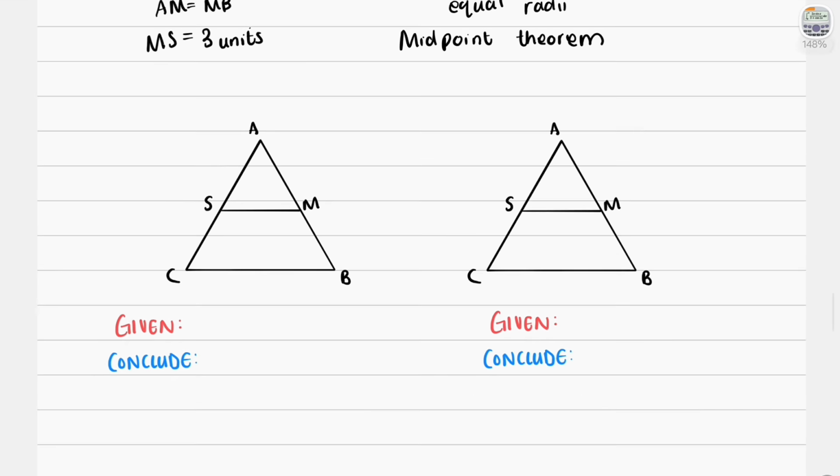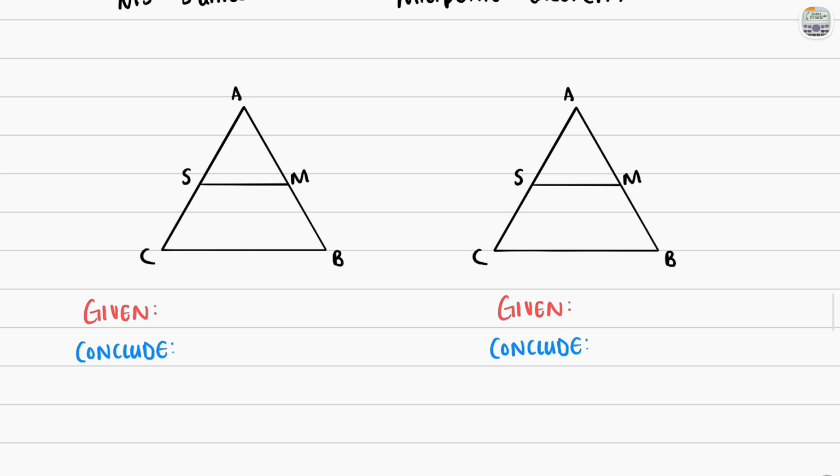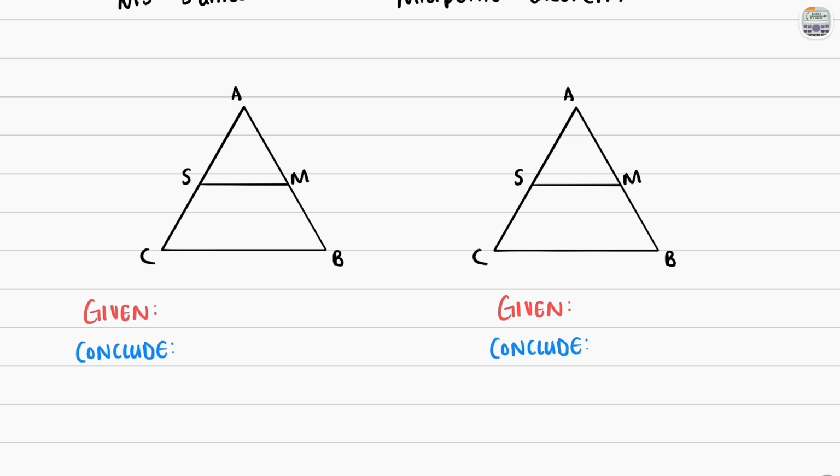Okay, it's not really the same reason. So here's the thing. With the midpoint theorem, it depends on what you are given. Depending on whatever you are given, you can conclude a certain thing. So let me also just add reason here.